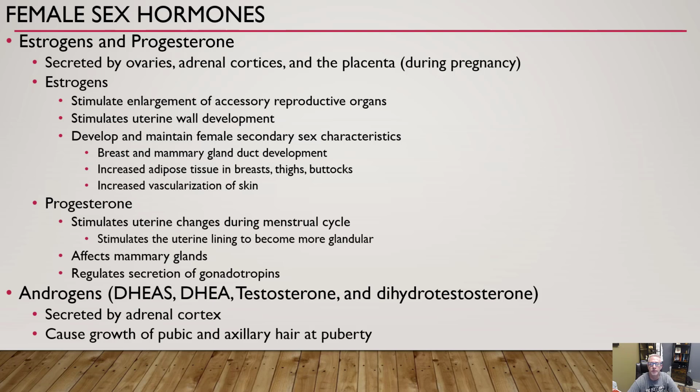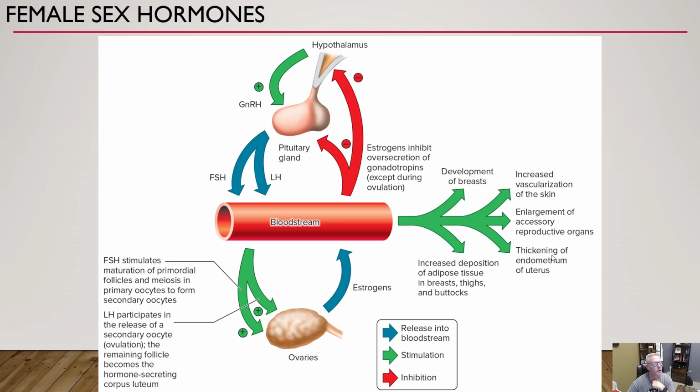Progesterone stimulates uterine changes during the menstrual cycle, and it also plays a role in the regulation of your gonadotropins. Also, females have androgens like testosterone, dihydrotestosterone, DHEAS, and DHEA, which is secreted by the adrenal cortex. This causes hair to grow in the axillary region and the pubic region, kind of like the similar slide that we saw earlier.